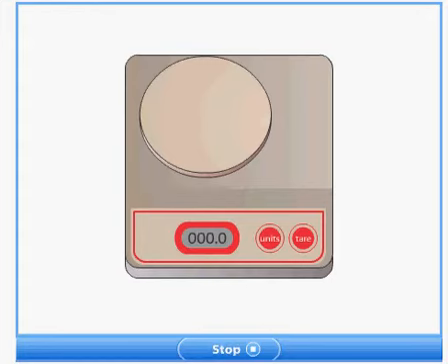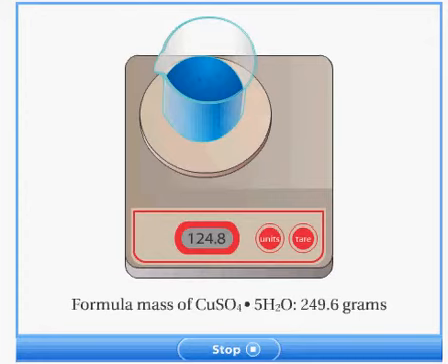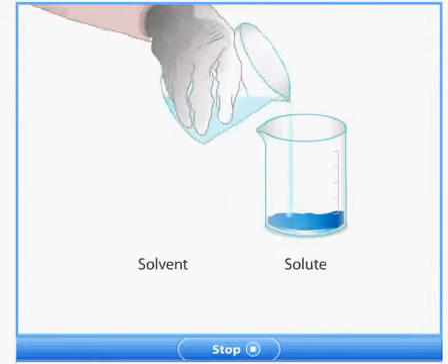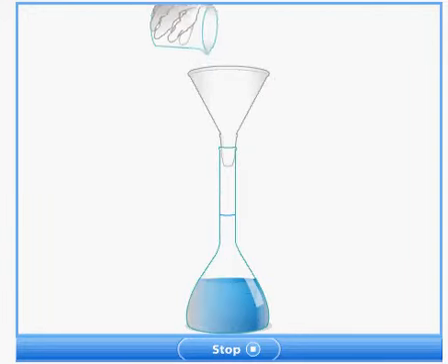To make a solution based on molar concentration, first, calculate the number of moles needed. For 1 liter of a 0.5 molar solution, 1/2 mole is needed. A 0.5 molar solution of copper(II) sulfate pentahydrate requires 124.8 grams of the solute. Some solvent is added to the solute in the beaker, and a funnel is used to pour it into the volumetric flask. Make sure the amount of solvent added is significantly less than the amount measured by the volumetric flask.